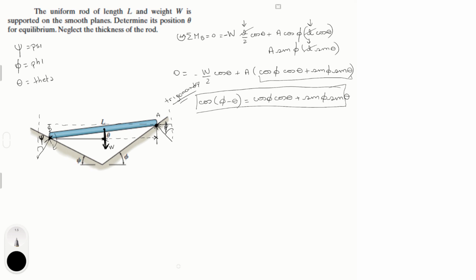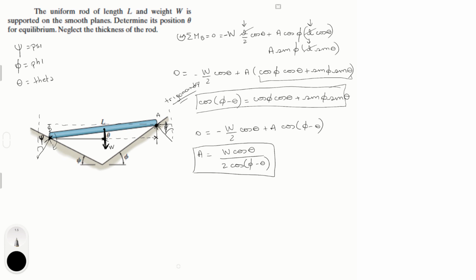And we're going to say that 0 is equal to minus W over 2 cosine of theta plus A cosine of phi minus theta. And now we solve for A, and we have A is equal to W cosine of theta over 2 cosine of the difference between phi and theta. And we have one equation. Many more to go, guys.